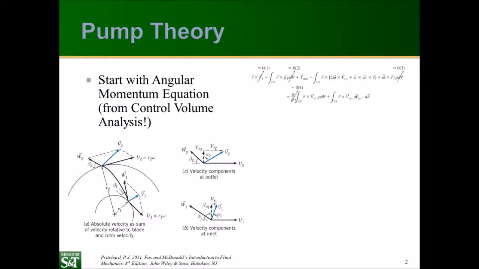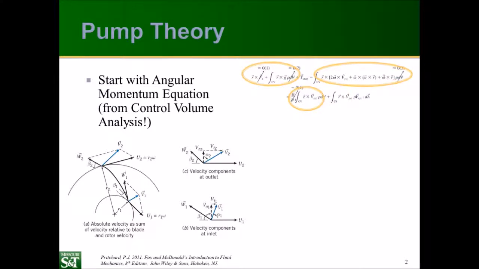Now we're going to simplify this equation by neglecting the surface forces and the body forces. Basically, we're going to assume that the flow is frictionless and that there's not a significant change in elevation. We're also going to assume a uniform flow and a steady state system. This helps us eliminate some additional terms. And what we're left with, we can integrate over the control surfaces.